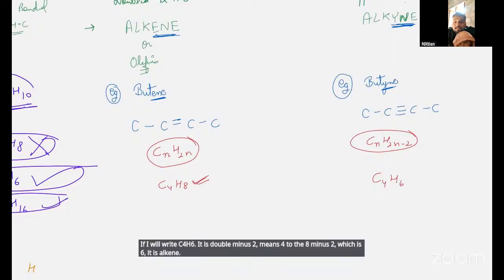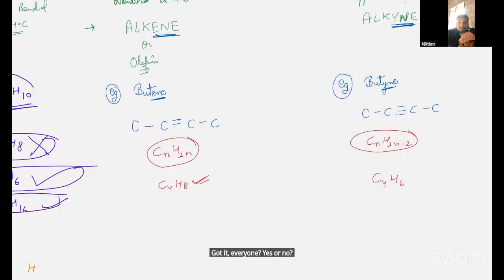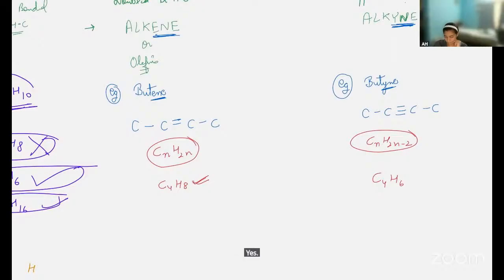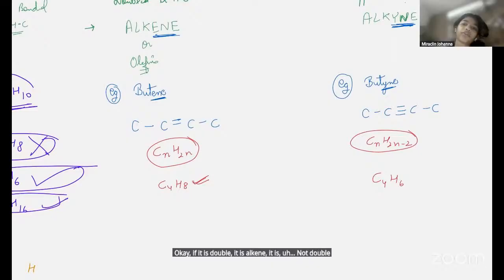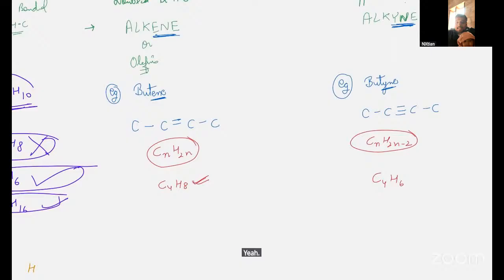Got it, everyone? Yes or no? Okay, if it is double, it is alkene. If it is not double, if it is double minus 2, it is called alkyne.